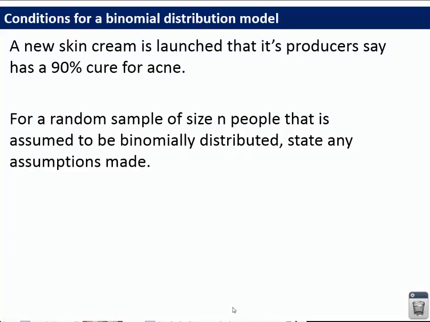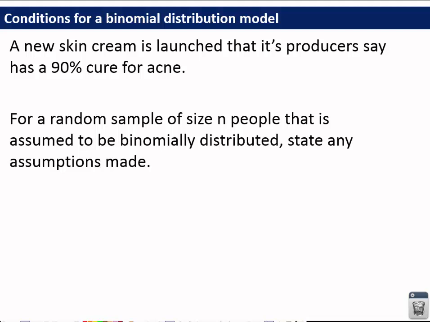So here's a real-world example for conditions of a binomial distribution model. A new skin cream is launched. The producers say it has a 90% cure rate for acne. For a random sample of size n people that is assumed to be binomially distributed, state any assumptions made. Okay, so looking at the question, it has a 90% chance of curing acne, so there's a 10% chance of not curing acne, and there we have two outcomes, curing or not curing.